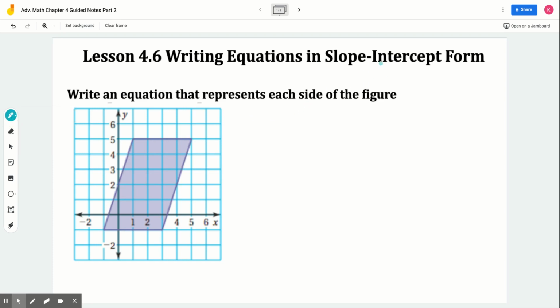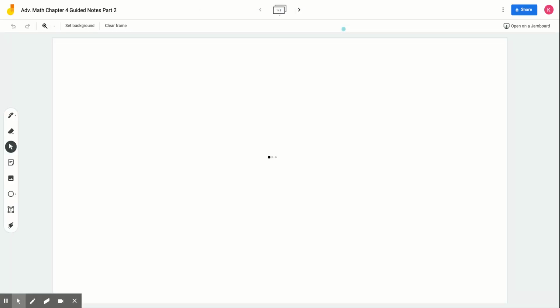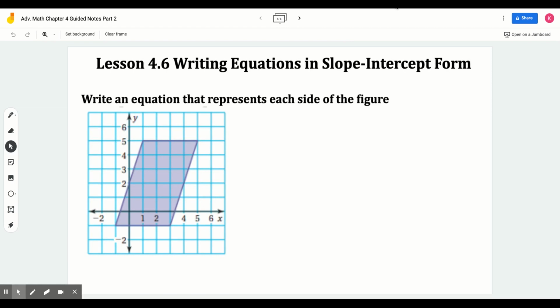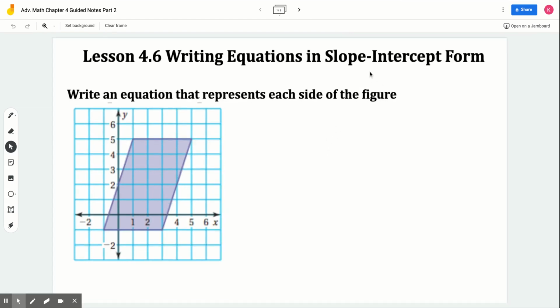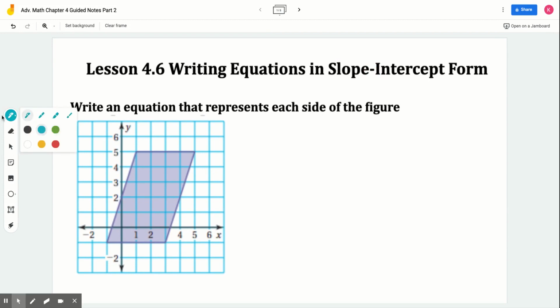Now remember that slope-intercept form is y equals mx plus b, where m is the slope and b is the y-intercept.